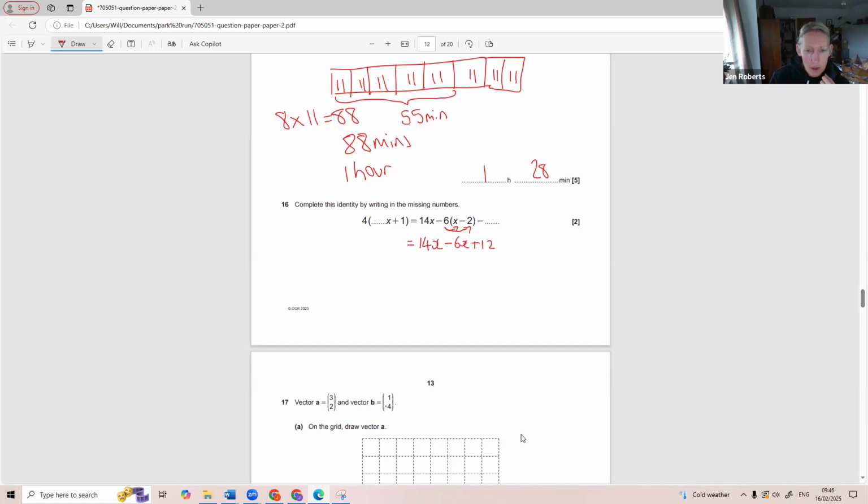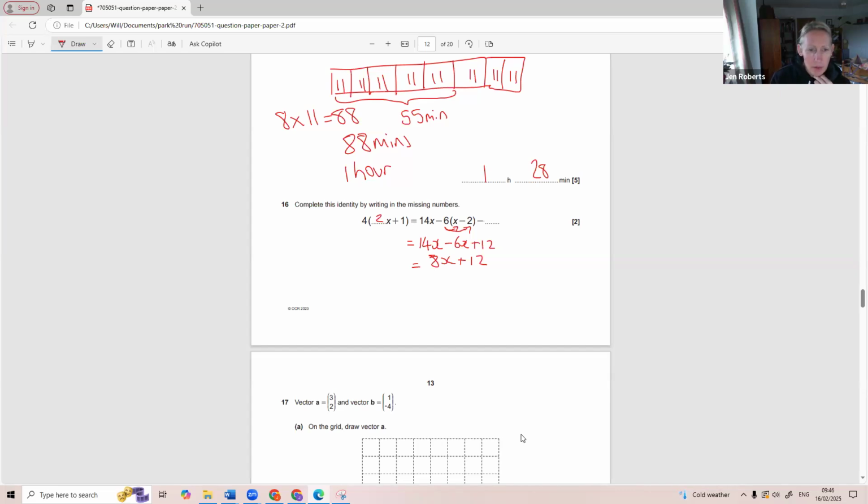Okay, right, so let's just simplify that. 14x take away 6x is 8x. So this is 8x plus 12. Want to make this equal to this over here. So I know it's going to be an 8x. So if I expanded these brackets, that's going to have to be 2 because 4 times 2x is 8x.